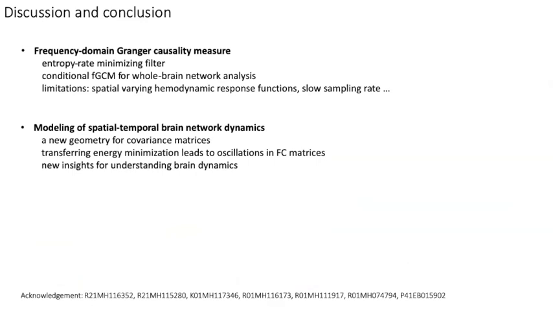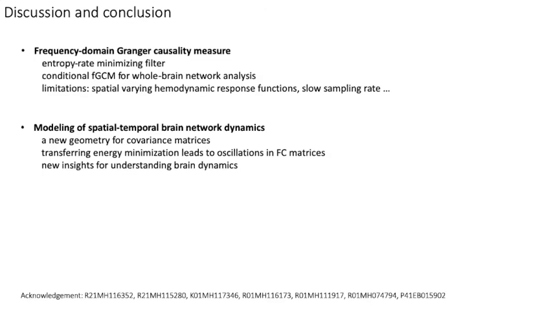So this will summarize my talk. Basically we explored two topics. The first one was the frequency domain Granger causality measure for static brain kinetic analysis. I think one key point is that we have the entropy rate regression-based filter. We think it's probably more reasonable to study the interactions because its physical meaning can be better understood. The other topic was about the theory trying to model the spatial temporal dynamics.